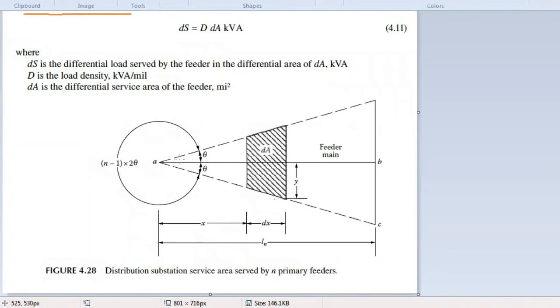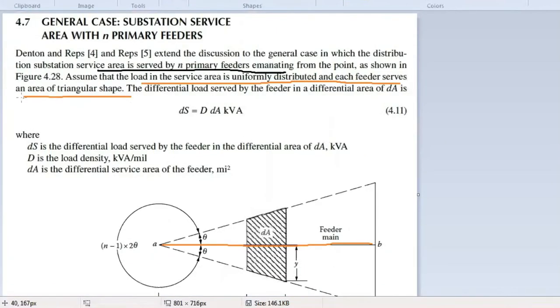So we have n number of feeders. Among the n feeders, we have taken this feeder, only one feeder. Like this, we have n number of feeders around. So this is the angle (n minus 1) into 2 theta, and this is theta and theta. Each feeder serves a triangular shaped service area.